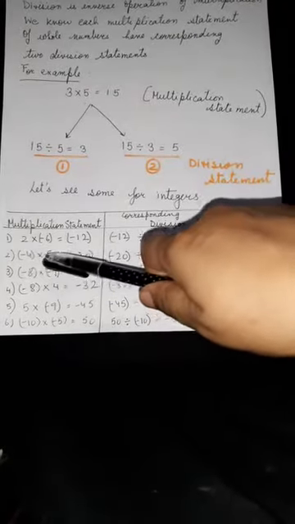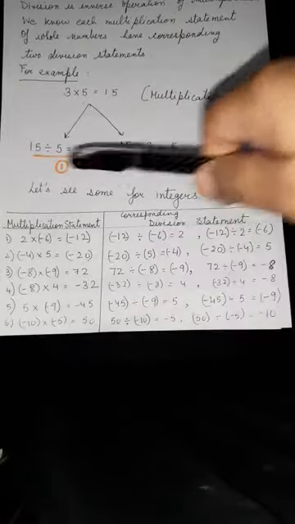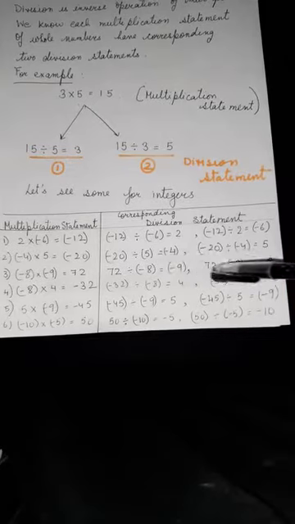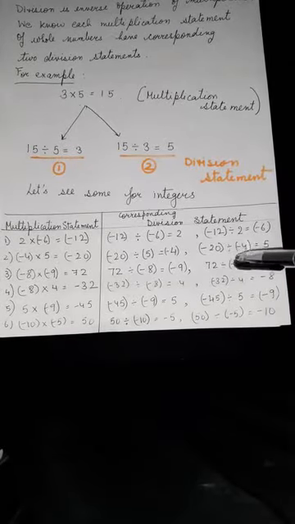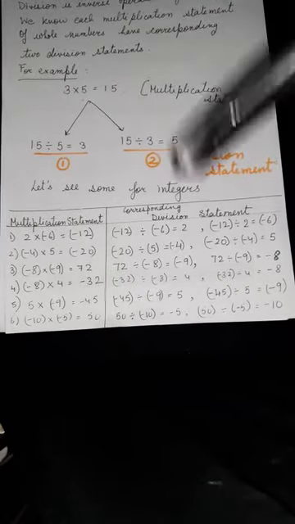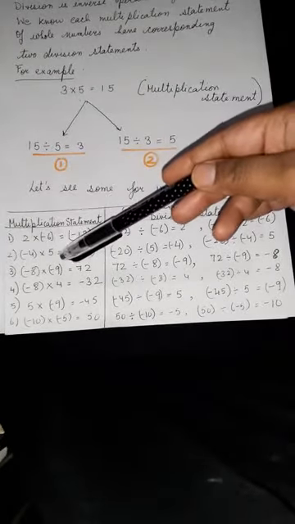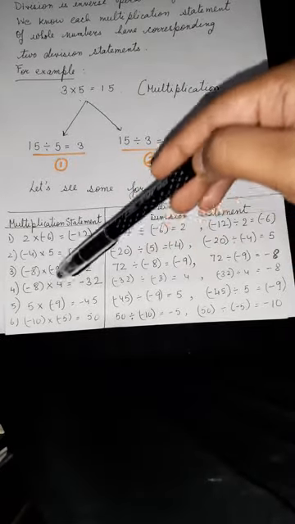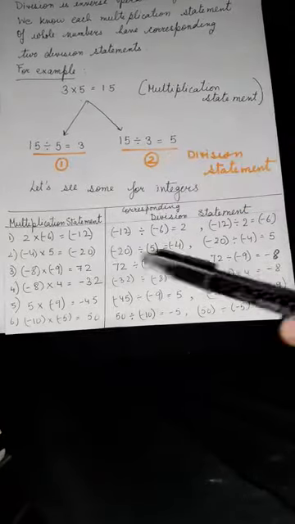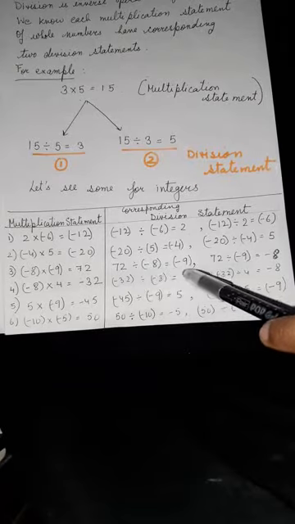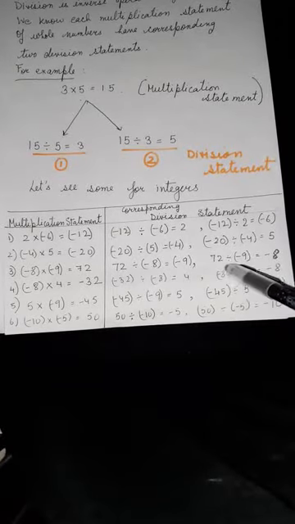Similarly, minus 4 multiplied by 5 is equal to minus 20. Minus 20 divided by 5 is equal to minus 4, and minus 20 divided by minus 4 is equal to 5. Now next one is minus 8 multiplied by minus 9 is equal to 72, as when we have two negative integers, the product is always positive. So the corresponding division statements will be 72 divided by minus 8 is equal to minus 9, or 72 divided by minus 9 is equal to minus 8.